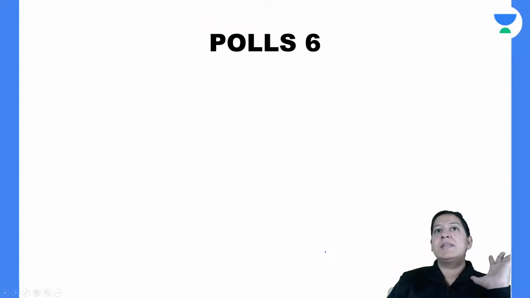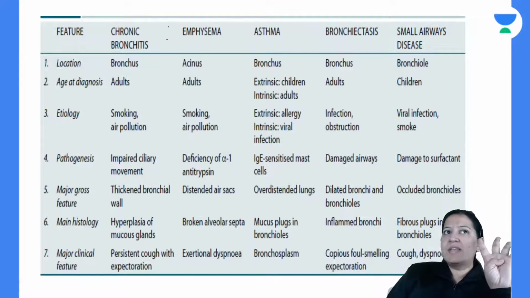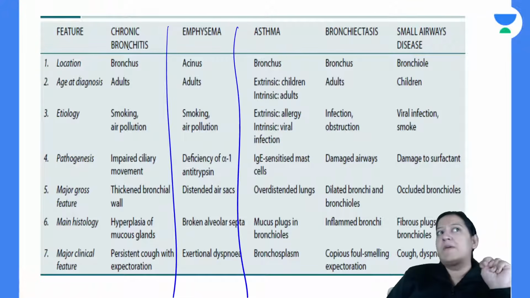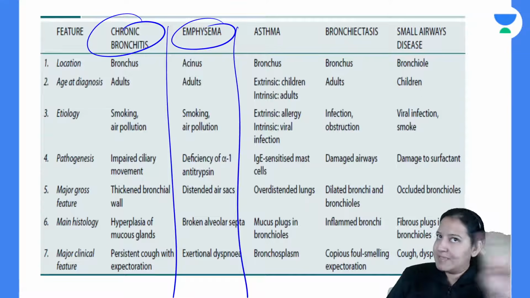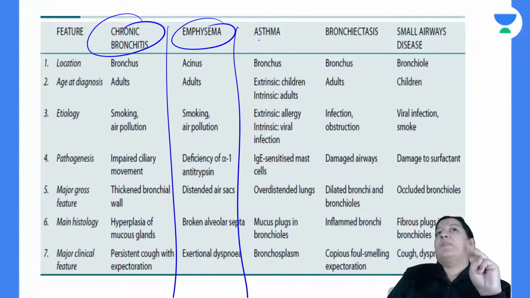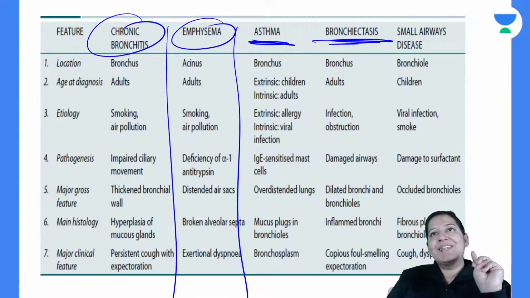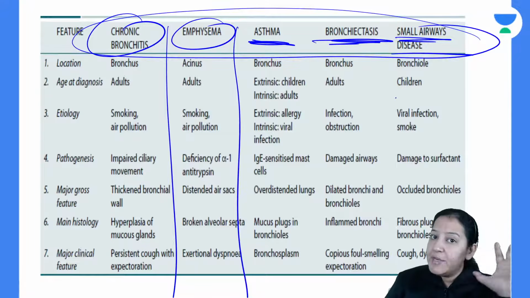My third disease is asthma. So four diseases I have to teach. I have already taught you two types of COPD. Chronic bronchitis and emphysema are done. The three more COPDs remaining are asthma, bronchiectasis, and bronchiolitis. So a total of 5 COPDs are there in your syllabus.